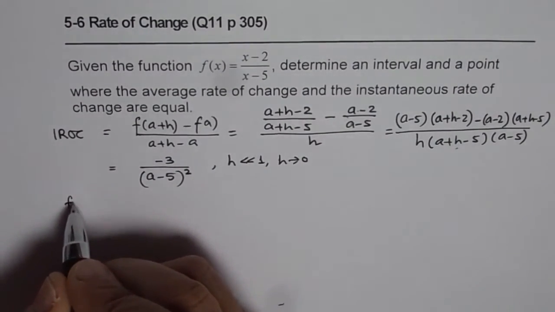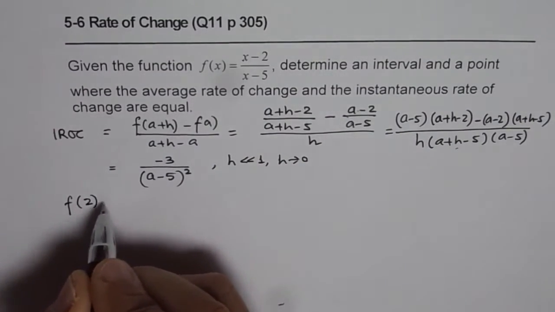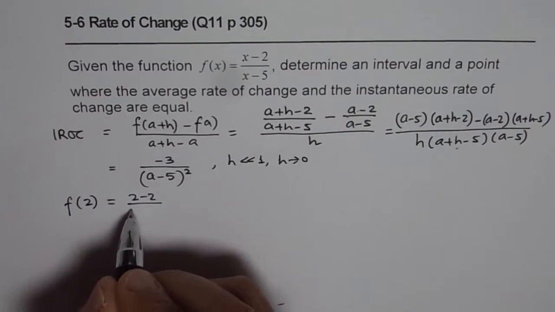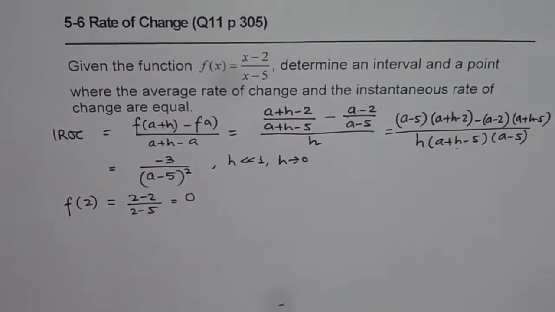So strategy here is f of 2 is your x-intercept. So let me say, what is f of 2? If I substitute 2 here, I get 2 minus 2 over 2 minus 5. 2 minus 2 is 0. As expected, this is x-intercept. f of 2 is 0.